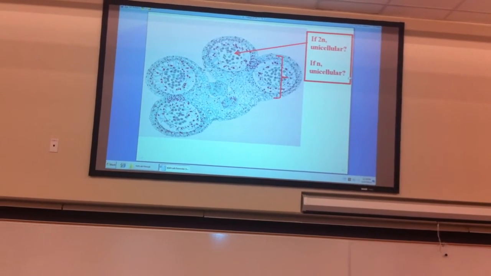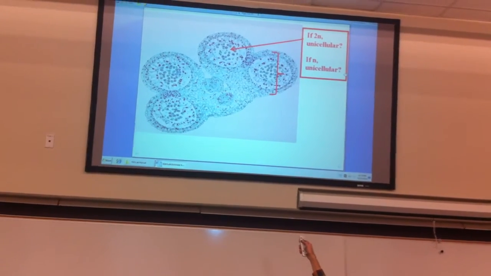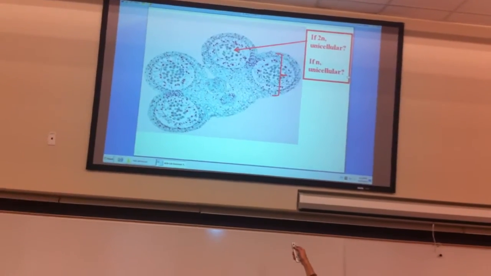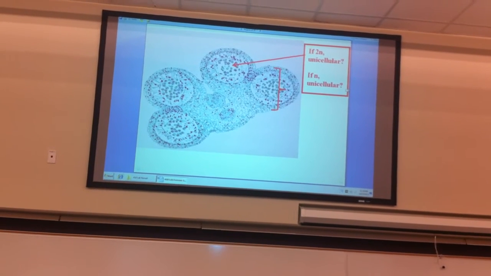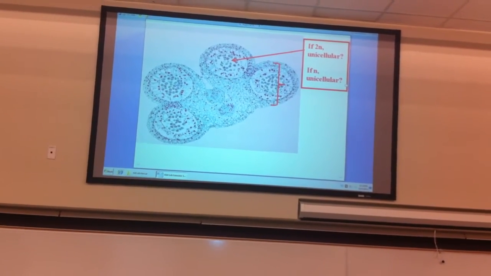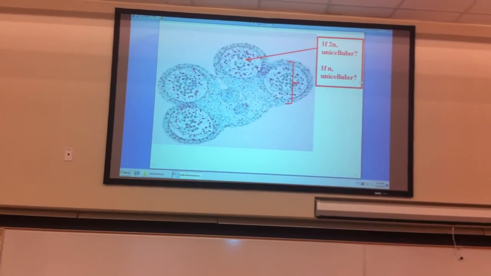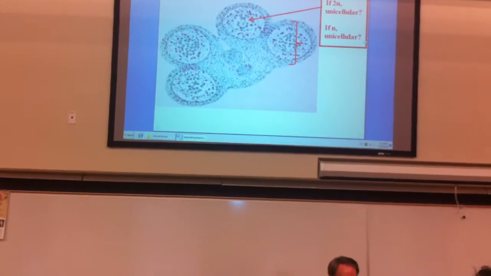This whole thing is an anther, but then the anther is composed of 4 of these structures. So what's this bracket, this whole big thing? 1, 2, 3, 4. What's this whole structure? Microsporangium. Then in the microsporangium, if the cells inside are unicellular and diploid, what should they be called? They're diploid, right? Microspore mother cell. Correct. And if they're unicellular, what are they? They're unicellular, right?